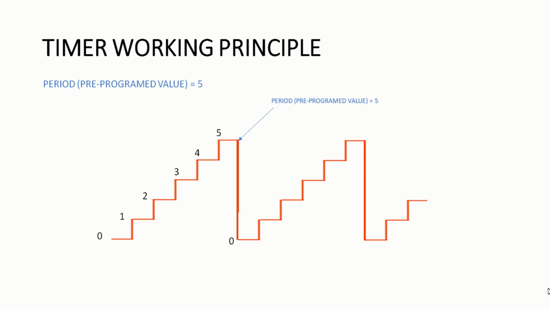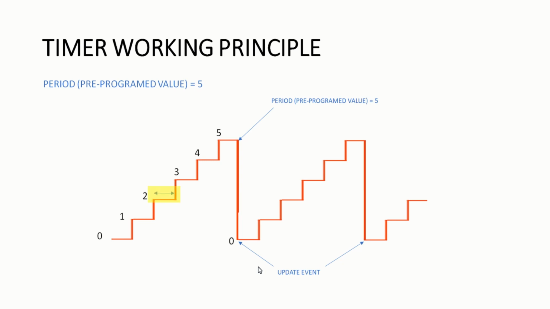Whenever the rollover happens, that is whenever the timer count value falls from the maximum pre-programmed value to the initial value, the timer peripheral in the microcontroller will interrupt the processor with an event called timer interrupt, and this mode of working in the timer is called timer interrupt mode. So whenever this rollover happens, the timer peripheral will interrupt the processor, saying that the timer has completed its count from 0 to the pre-programmed value. So this is the basic working principle of a timer in interrupt mode.